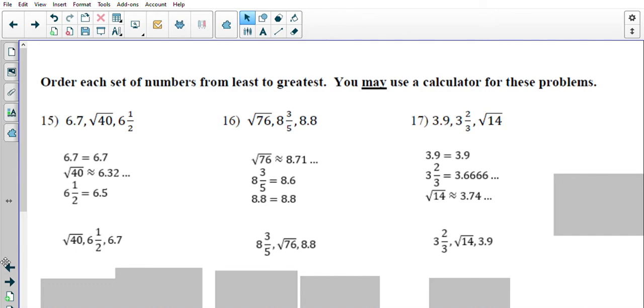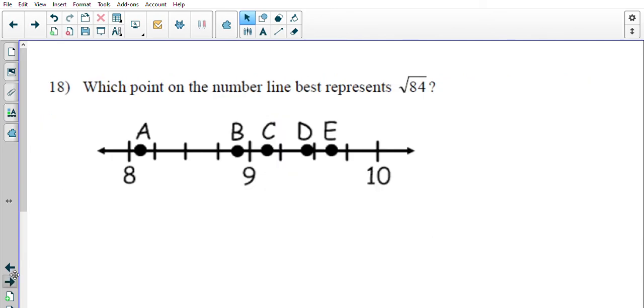Now, I do have one last question. I just realized I said these were the last questions. There's one more. My fault. Number 18, I do expect that you're able to do this without a calculator.